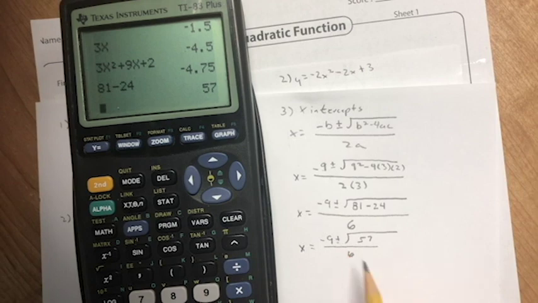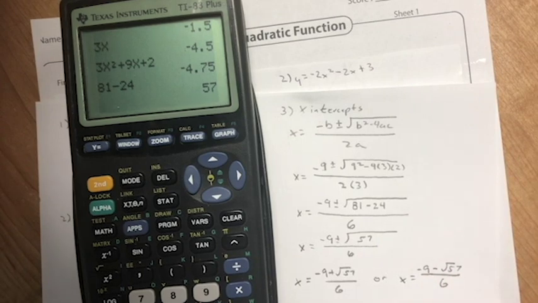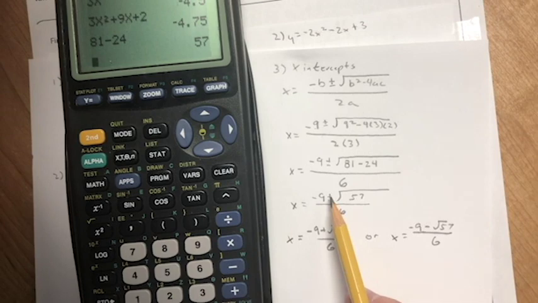Now, we have an issue. We've got to figure all this out. So we can break this apart and say negative 9 plus the square root of 57 over 6. We can do that, or we could say x is equal to negative 9 minus the square root of 57 over 6. Okay? So why did I do that? Because of this symbol, the plus or minus symbol. It breaks it up into two equations. Now that I've done that, it's just a matter of plugging things in.